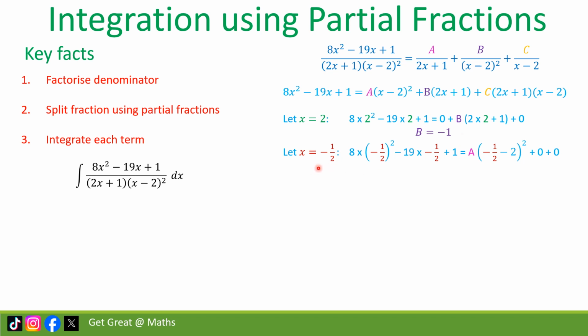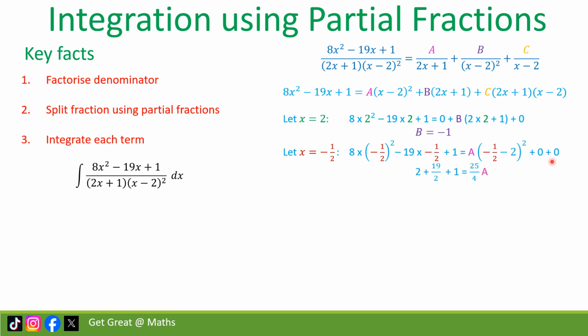Next, I'm going to let x equal minus a half. And by doing this, this will get rid of the b term, and it will also get rid of the c term because these two terms here will become 0. So I'm going to substitute minus a half. So 8 times minus a half squared minus the 19 times minus a half plus the 1 is going to equal a times minus a half minus 2 all squared. The last two terms just become 0.